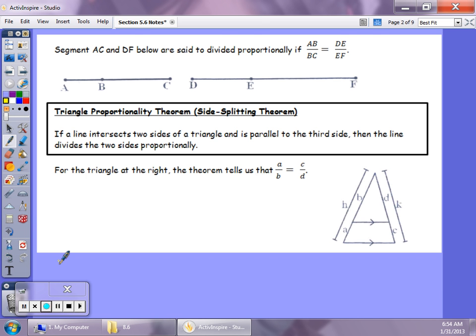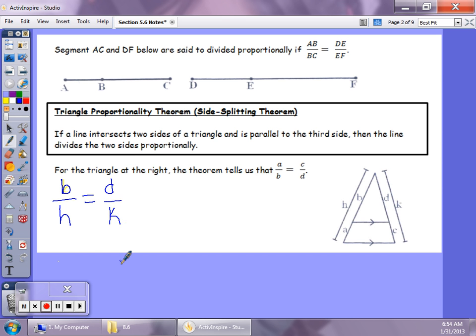For the triangle at the right, the theorem tells us that A over B should be equal to C over D. This is just one of the proportions that we can conclude based on the side-splitting theorem. Here are two more that we could use as well. So we could take B over H and set that equal to D over K.